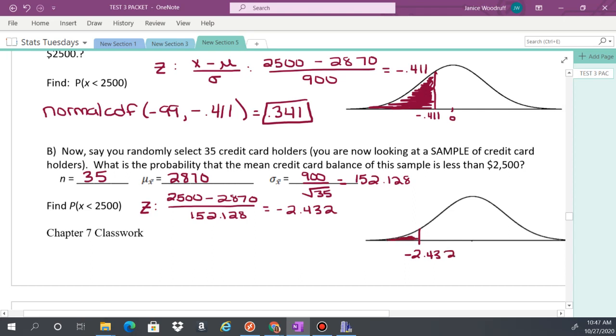The percentage is going to be much smaller than what we had up here, 34%. But that's because we're only looking at a very small sample of 35 people. So it's got to be smaller, because then it would give you an accurate value based on those 35 people. So again, we'll do normal CDF. And then we're going to go negative 99, negative 2.432.